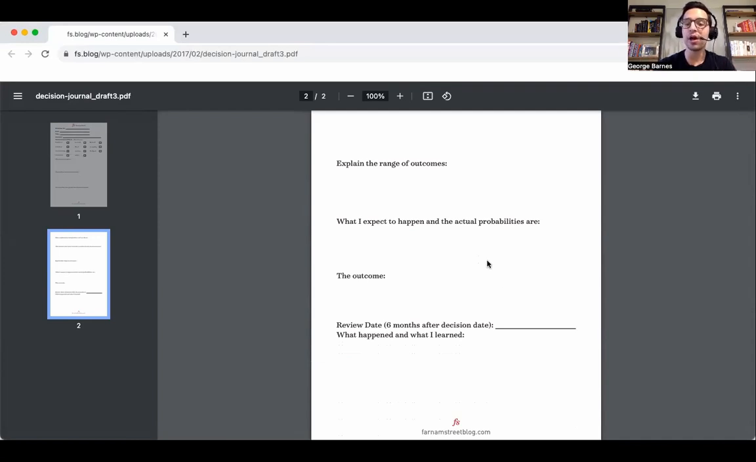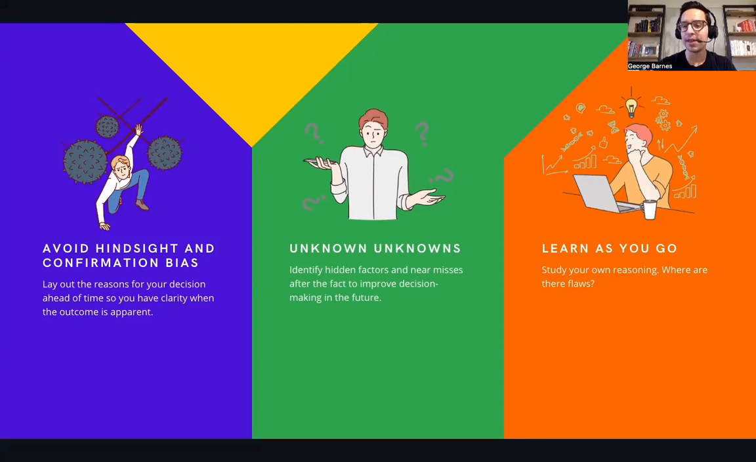And then later on, you would write down what actually did happen. And the reason why this is important is because it helps us avoid hindsight and confirmation bias. So oftentimes when we make a decision and then we see an outcome, we think, oh, I knew that was going to happen the whole time. It's kind of like flipping a coin and thinking, heads, I'm right, tails, I'm not wrong. And so that doesn't teach us anything. It doesn't give us any information that we can use in the future.